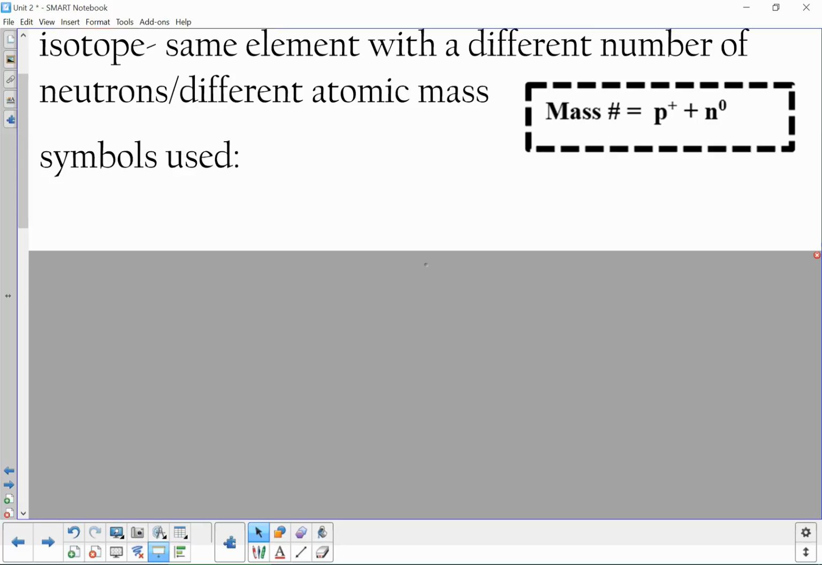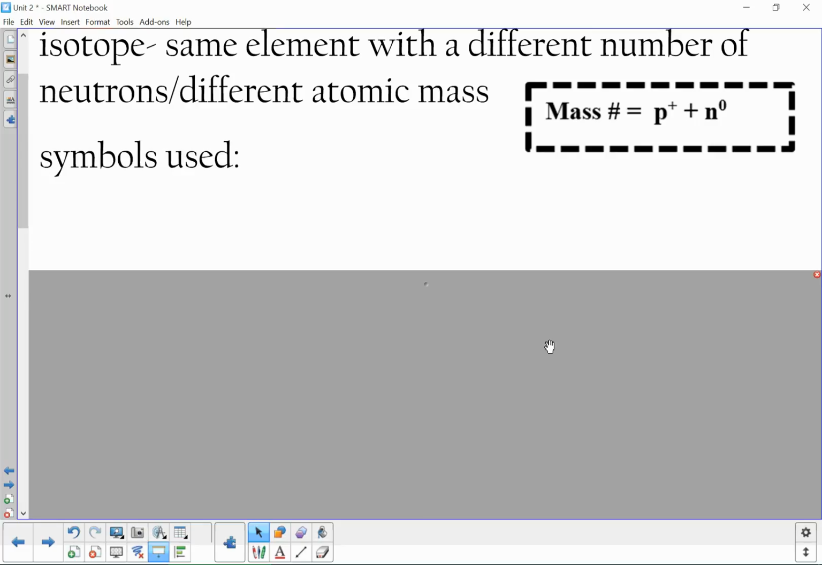When we write isotopes, we can use lots of different symbols, but they all mean the same thing. So for example, I could write lithium-8. That means it's a lithium atom with an atomic mass of 8. I could write the same thing as Li-8 and use the symbol of the chemical. I could also put 8 as a little exponent and write Li like that. That's still lithium with a mass of 8.